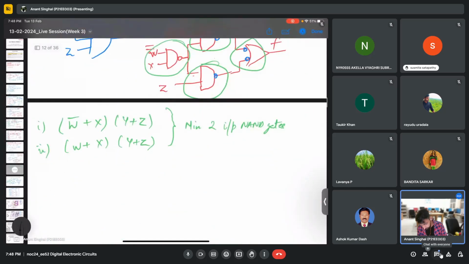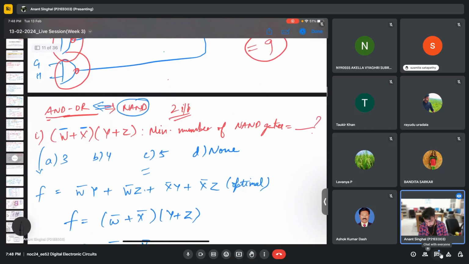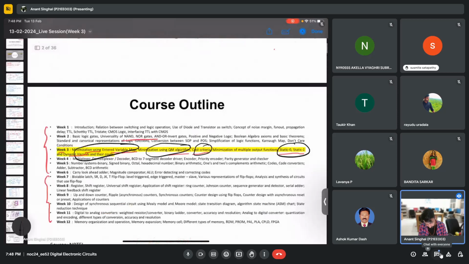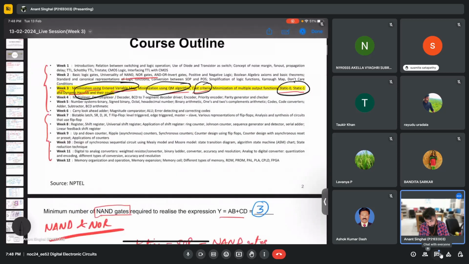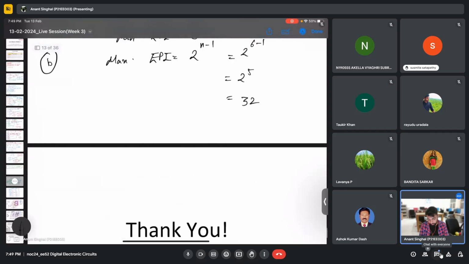Yeah, so try to do these before the next lecture and let me know the answer: the minimum number of 2 input NAND gates required for these expressions. First we'll do these and then we'll move to week 4 topics that are related to multiplexers. There are several circuits that we'll cover in the next week, and then we'll move forward.